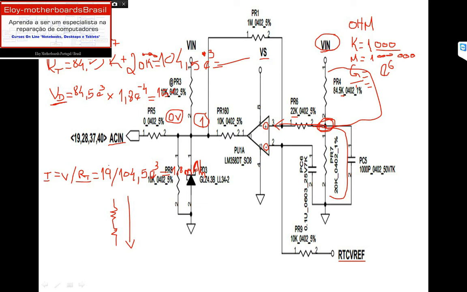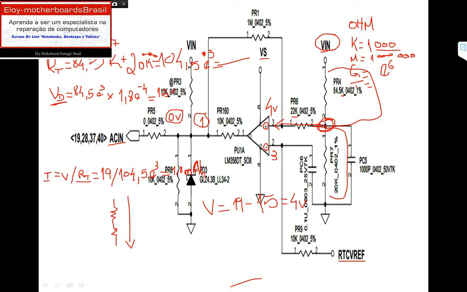So now let's see the voltage that we have. We need 19 volts minus the voltage drop, the voltage that PR4 will suppress. This 15 volts will not pass through PR4. So we will have 4 volts. In pin number 3 we will have these 4 volts. Pin number 2 we will have these 3 volts.